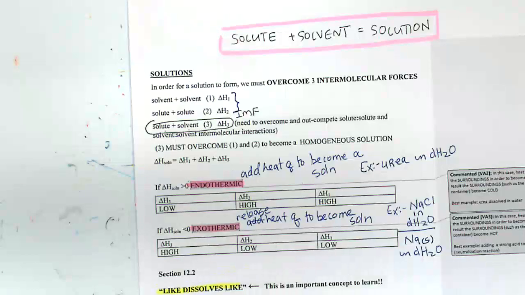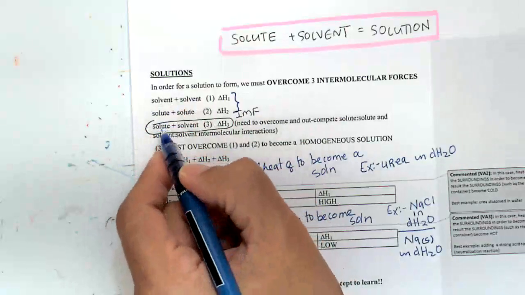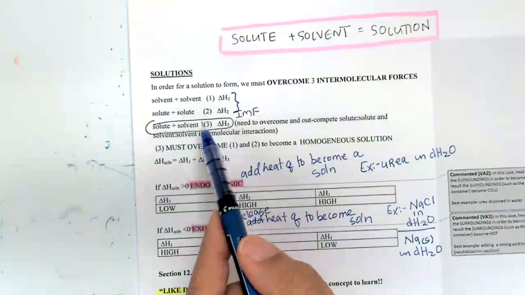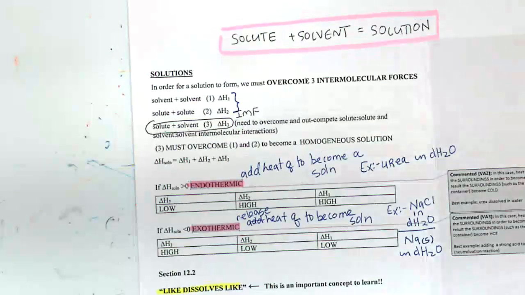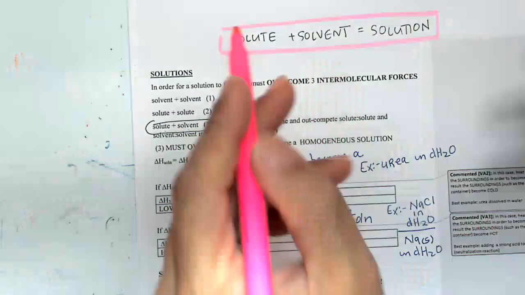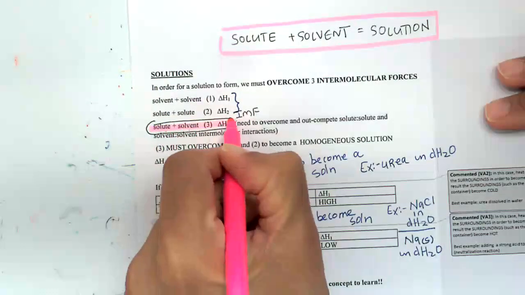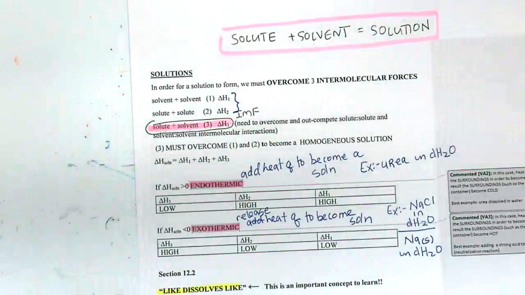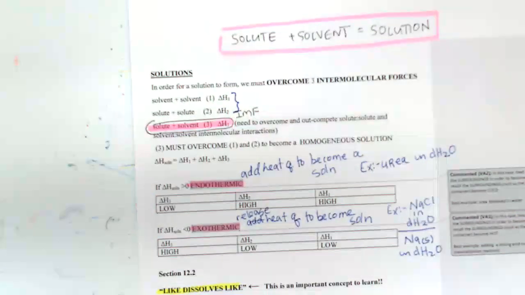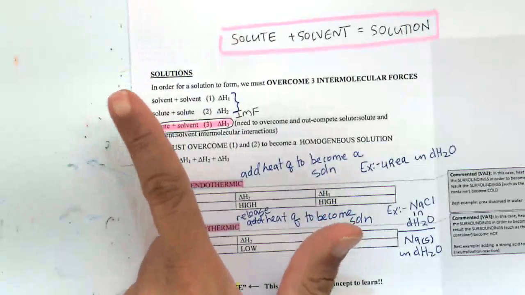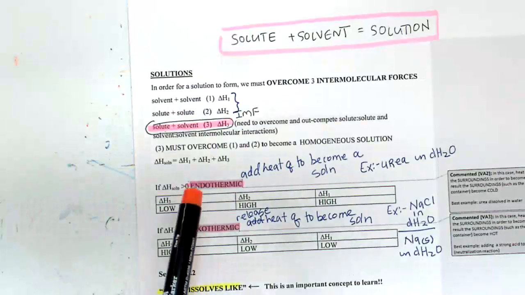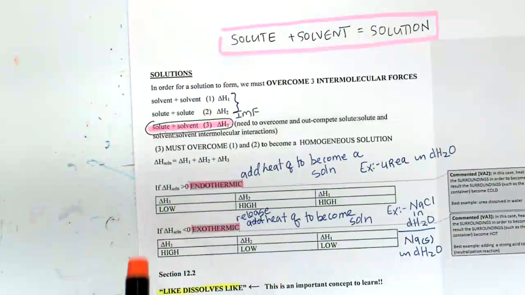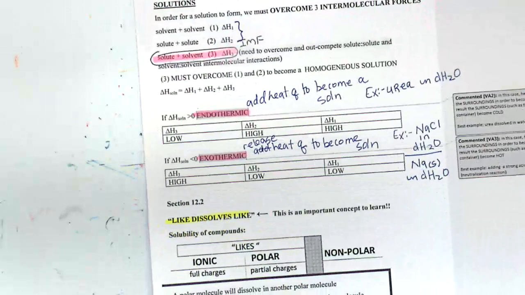What it all boils down to is getting your IMF. Your IMF of your solute plus solvent must overcome these other two individual IMFs. So as far as testing is concerned, I'm not going to test you on this. I just want you to know that to become a solution, you have to overcome these individual intermolecular forces. Sometimes you need heat, and sometimes it happens and it releases heat.